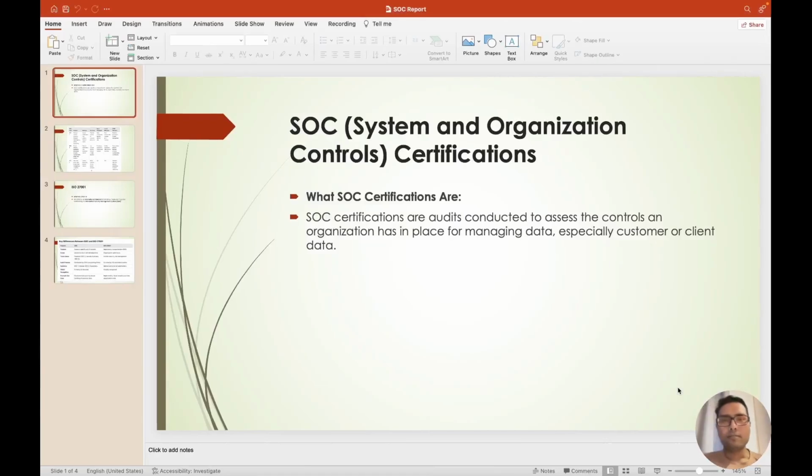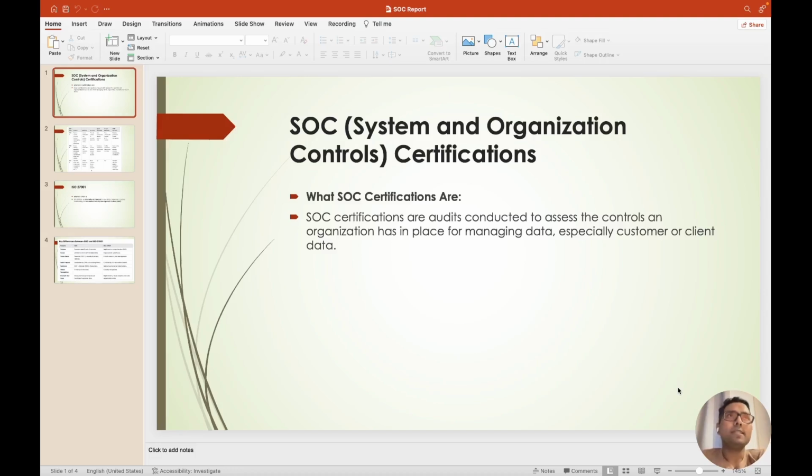Hello. So today we will be going to discuss the SOC report. What is SOC report? It's not the Security Operation Control Center. It's the System and Organization Control Certification. So first understand, what is SOC certification and why is it required by the company?